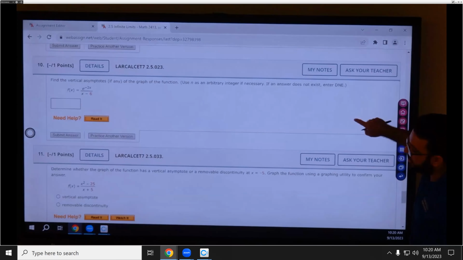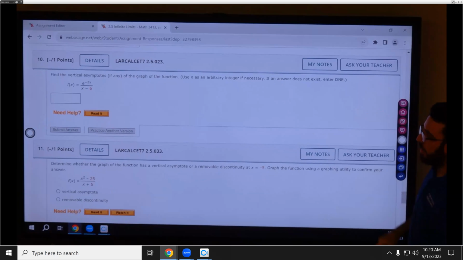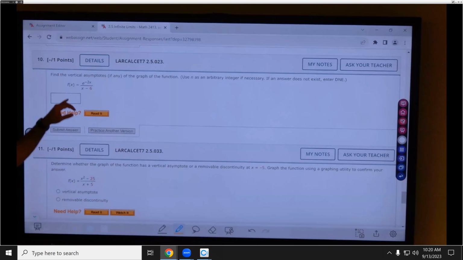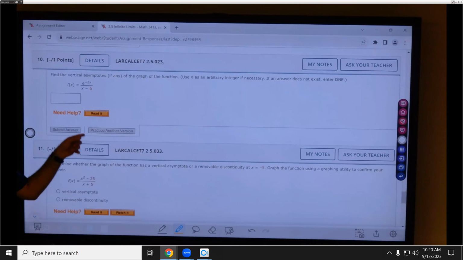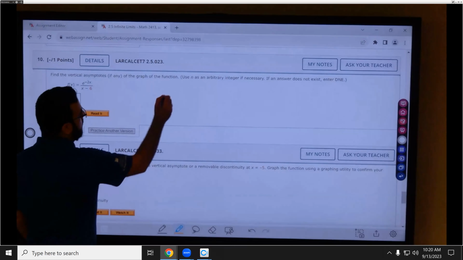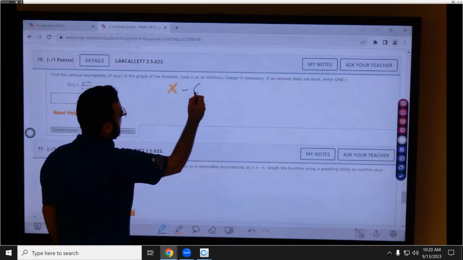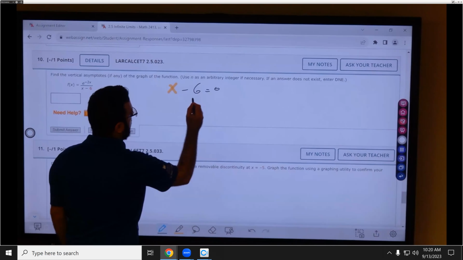Bingo. Is that a rational function? Number 9. Don't look at the top part. It's an exponential function, right? Here on the top. I need to find the asymptote. That's my goal. How are we going to find the asymptote if it's rational? The denominator equals 0. You're just going to say x minus 6 equals 0. That means x equals 6. That is the asymptote.